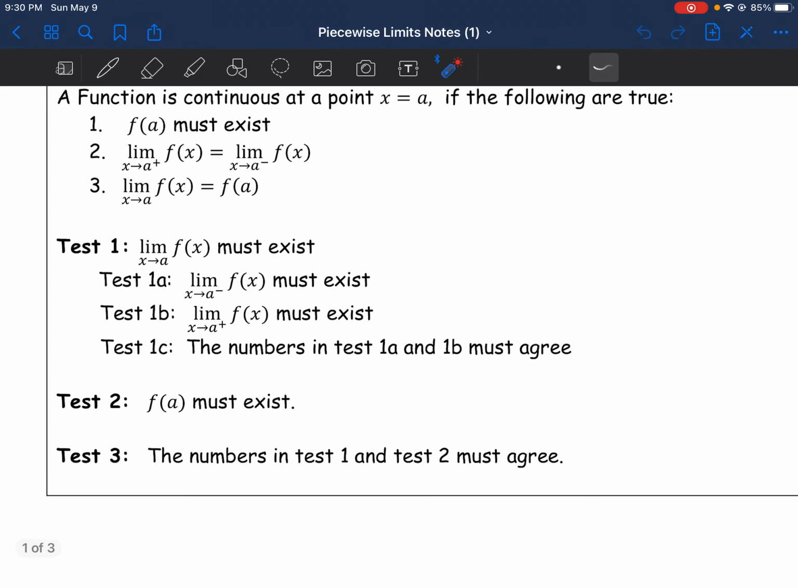Okay? And here's how we would test that. First, we would test that the limit as x approaches a of f of x would exist. And you would test that by checking that the left limit and the right-sided limit exist and that they're equal to each other. That's how we know that the limit exists. Then we would check that the function value at a exists, and then we would check, finally, that the function value at a and the limit as x approaches a are both equal to each other. That's what this means right here. The numbers in test 1 and test 2 must agree. That means that the function value at a and the limit as x approaches a are the same number.